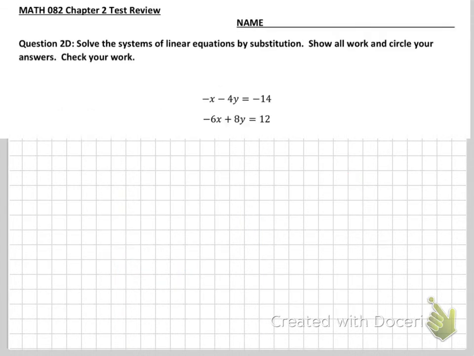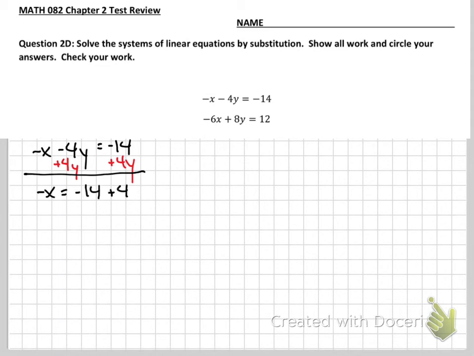Okay, again, we are trying to solve this system of equations using substitution. So our first goal is to isolate one variable. So I'm going to first try to isolate my x variable, and I'm going to do that by adding 4y to both sides. So this gives us negative x equals negative 14 plus 4y.